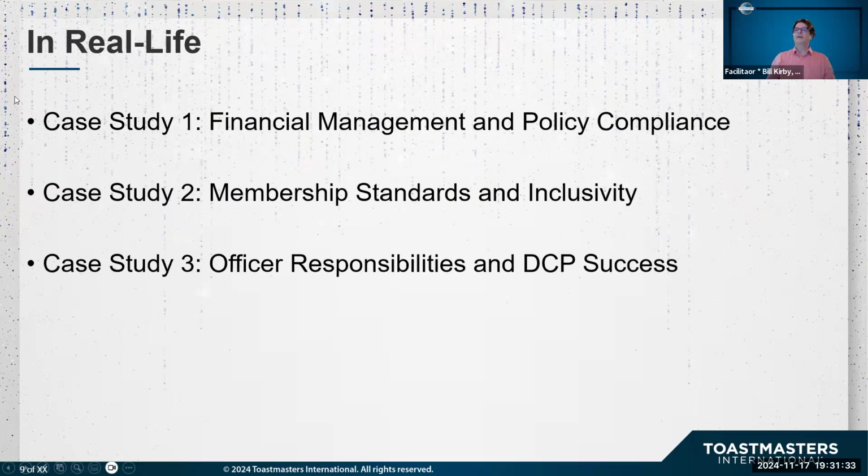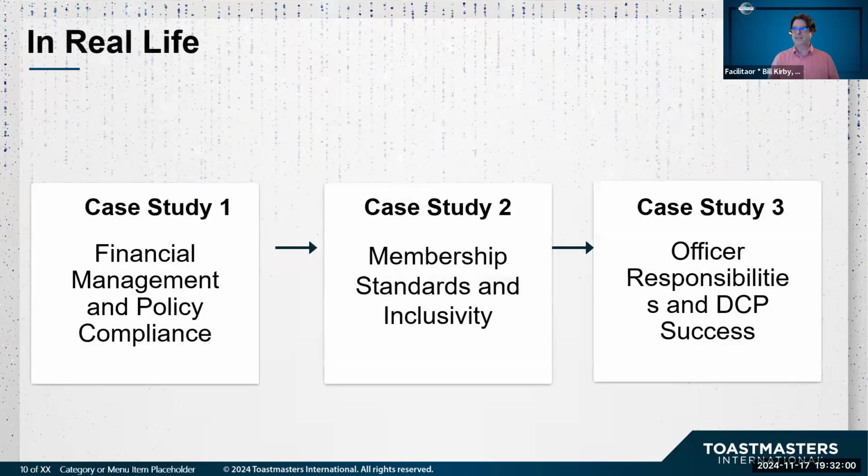Okay. So let's look at a couple of, I've called them case studies, but maybe these are examples that you may have experienced. Okay, so number 1, financial management and compliance. Number 2 is going to be about membership standards and inclusivity. And number 3 is going to be about club officer responsibilities and distinguished club program success. Okay, so number 1.